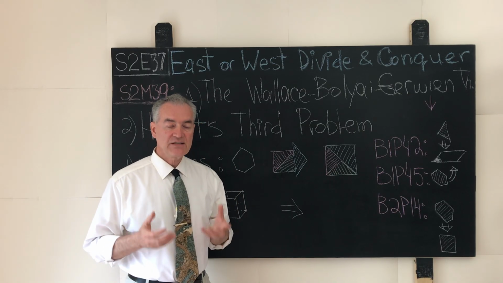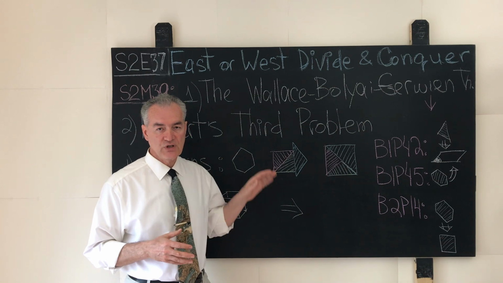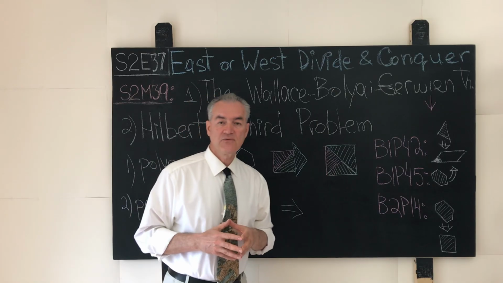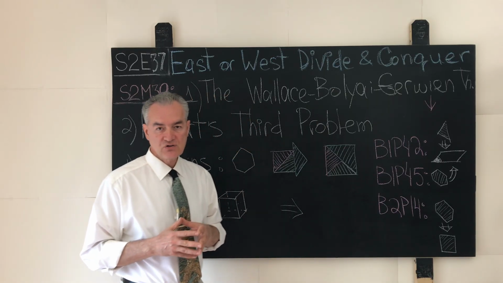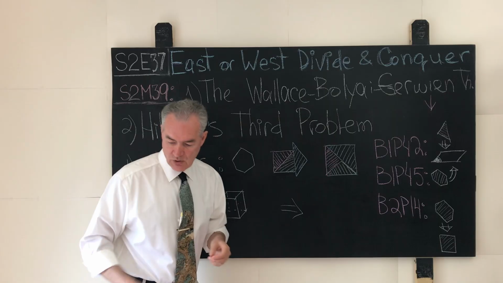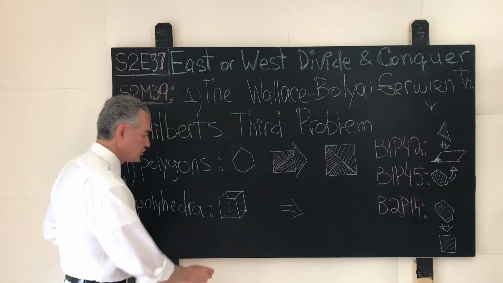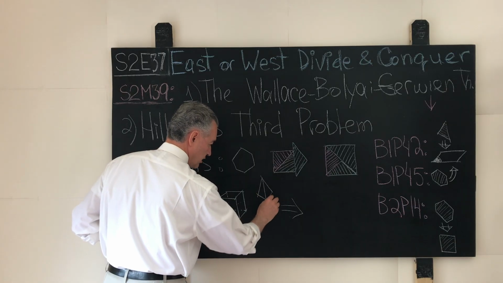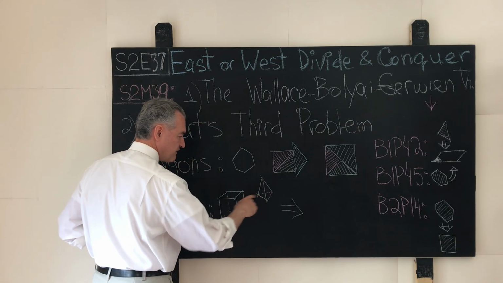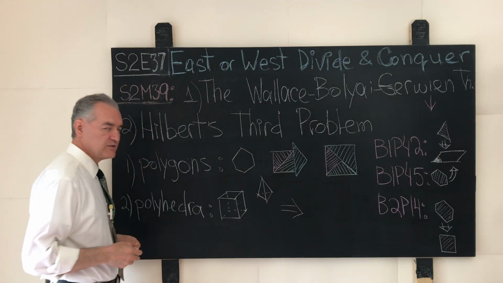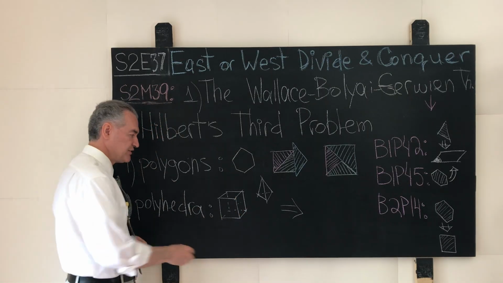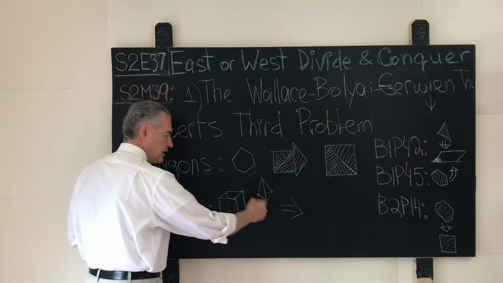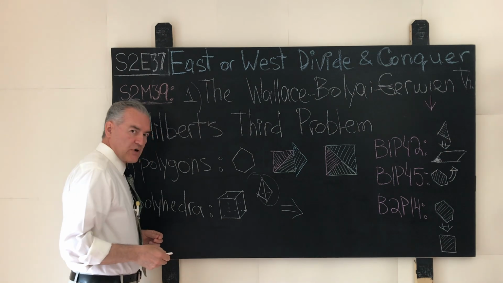Apparently this is not the case, and it was proved by one of Hilbert's students, Max Dehn, D-E-H-N, if I'm not mistaken, and he constructed his proof by coming up with a counterexample where he took a cube and a regular tetrahedron of the same volume, and then he showed that it is basically impossible to scissor cut a cube and then reshuffle the cut pieces into a regular tetrahedron.